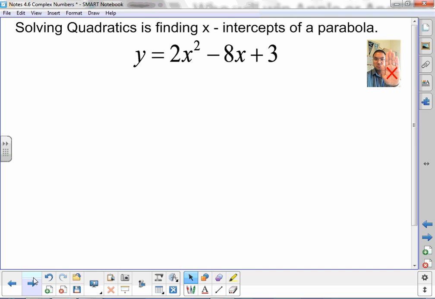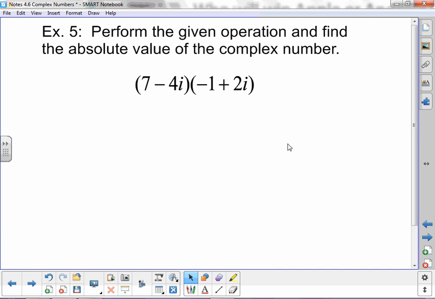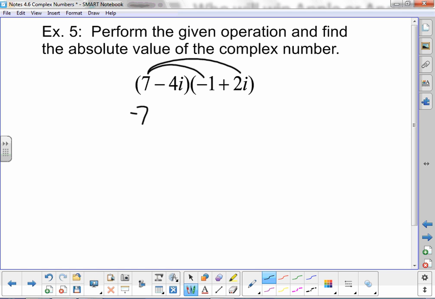All right, and I think this is the last example. We got more. Okay. So perform the given operation and find the absolute value of the complex number. The operation is multiplication, so we're going to multiply here. 7 times negative 1 is negative 7. 7 times 2i, so we're distributing this 7, is 14i.